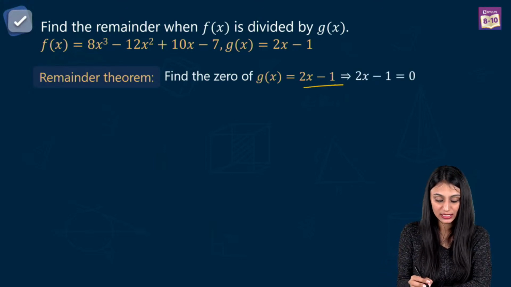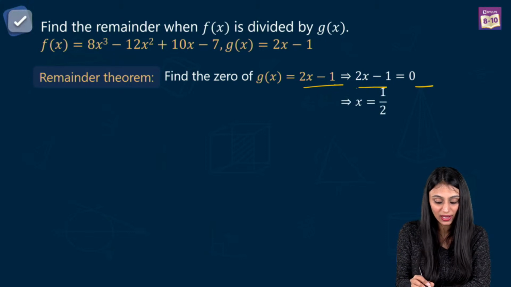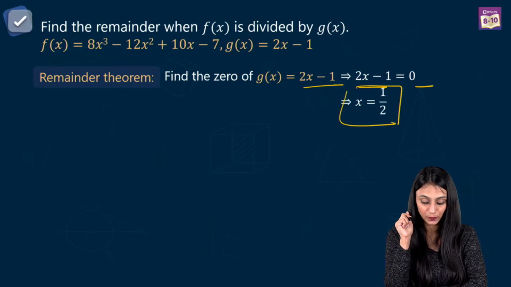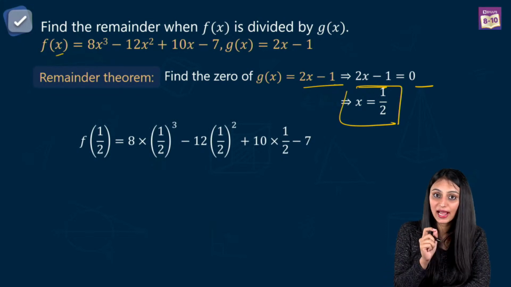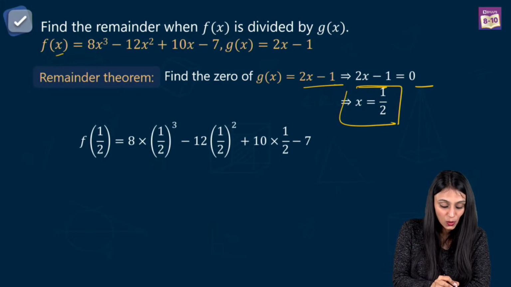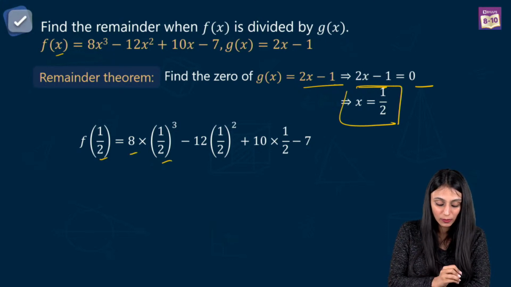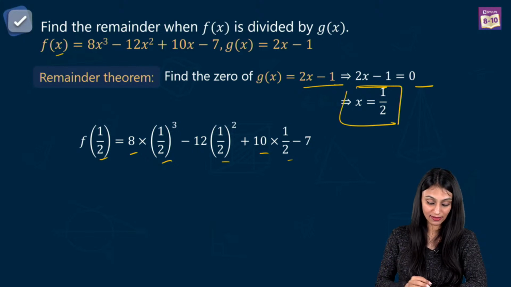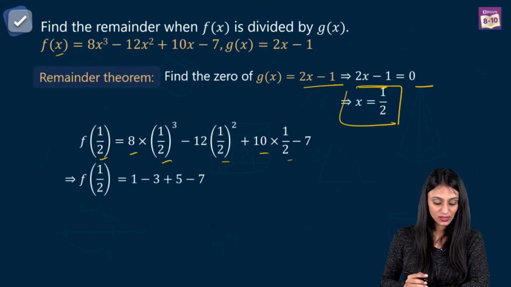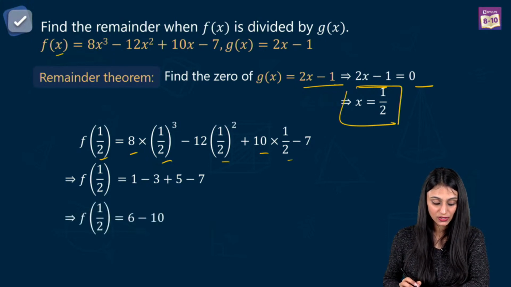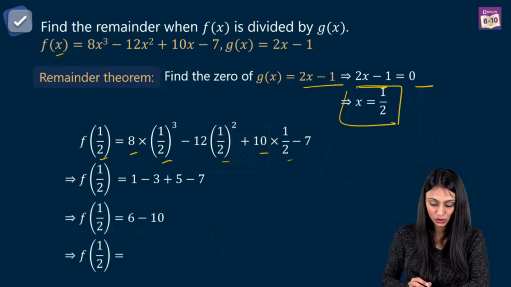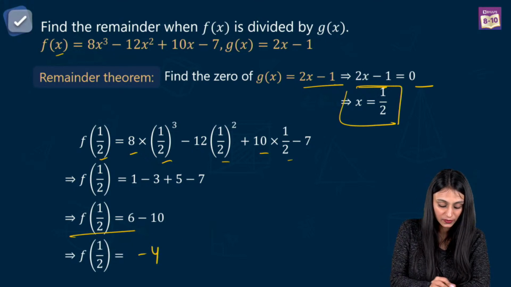Let's find out the zero first. I'll equate this to 0. From here I get the value of x, that's basically 1/2, right? Okay, now what I'll do is, here in place of x, I'll put 1/2, right? So that's f(1/2), 8 times (1/2) cubed minus 12 times (1/2) squared plus 10 times 1/2 minus 7, right? Just simplify this, what do we get? We get 1 minus 3 plus 5 minus 7. So we get 6 minus 10, that's going to be equal to, at the end, minus 4, right?